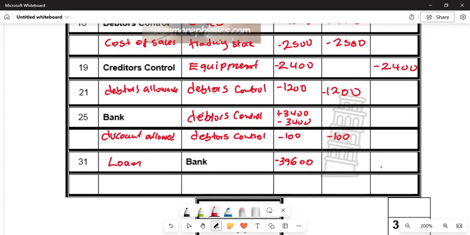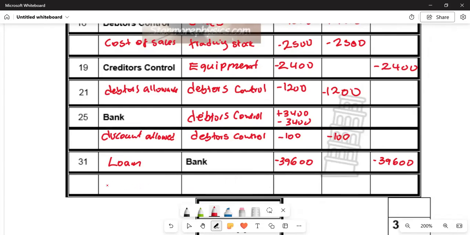Also, then we come to our liabilities. Our liabilities are going to decrease by 39,600. Our liabilities are going to be decreased because we are paying this much. So it means our liabilities are going to decrease by 39,600.